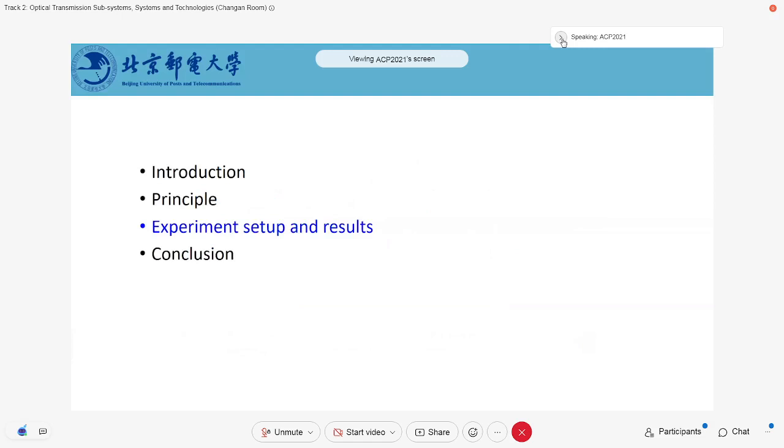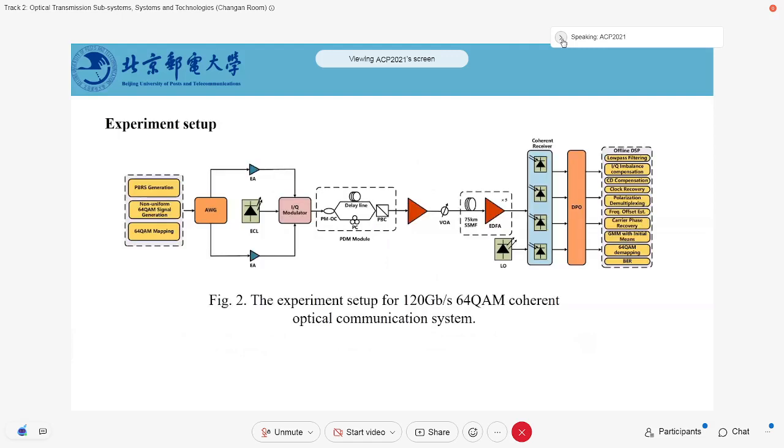Next, I will introduce the experiment setup and the results. Figure 2 depicts the experimental setup at the transmitter side. At the transmitter side, the PRBS is generated by MATLAB. The non-uniform 64-QAM signals are generated by a constant composition distribution method and mapped to 64-QAM constellation. Then the signals are fed into an AWG to generate electrical signals as drive signals of the IQ modulator.